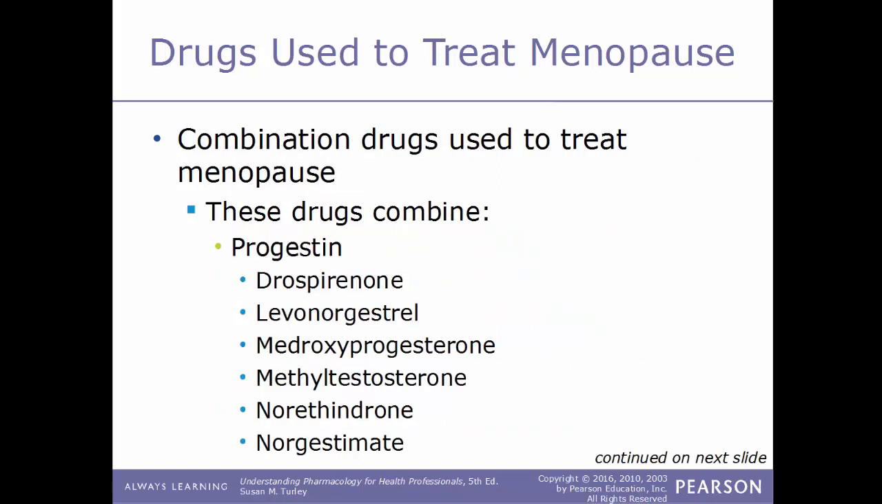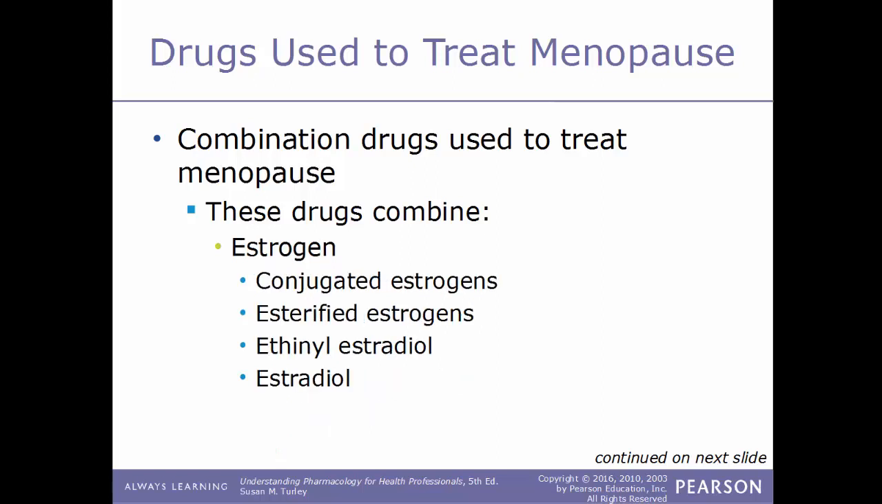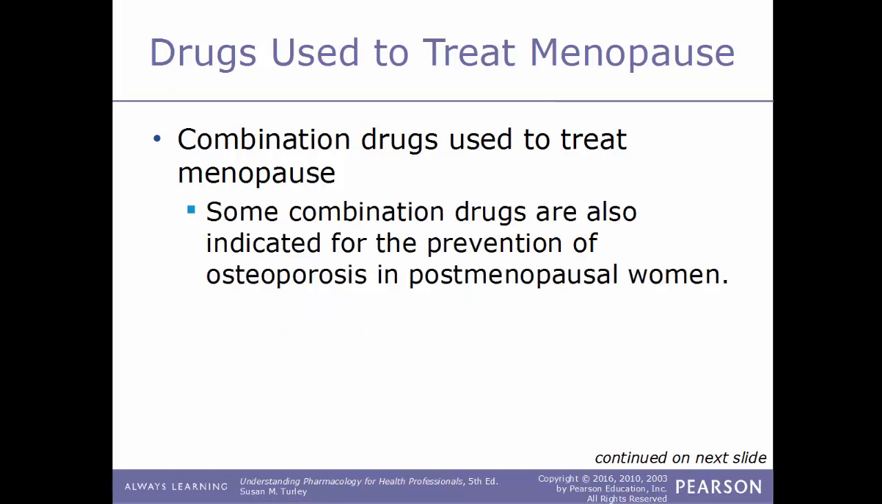There are also combination drugs that are used to treat menopause, and these drugs will combine a type of progestin and a type of estrogen. Some examples of a progestin that could be included in the combination drug would be drospirenone, levonorgestrel, medroxyprogesterone, methyltestosterone, norethindrone, and norgestimate. Some examples of an estrogen that would be included in the combination would be conjugated estrogens, esterified estrogens, ethinyl estradiol, and estradiol. Some combination drugs are also indicated for the prevention of osteoporosis in postmenopausal women.